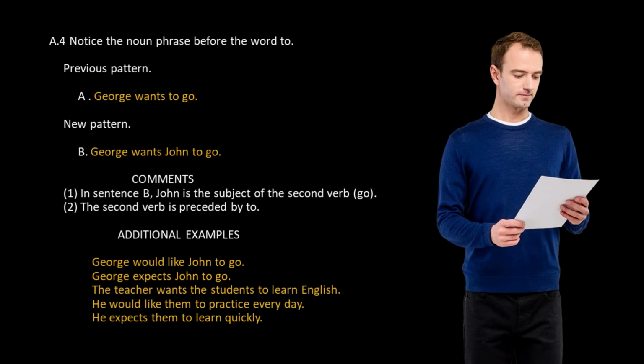Additional examples. George would like John to go. George expects John to go. The teacher wants the students to learn English. He would like them to practice every day. He expects them to learn quickly.